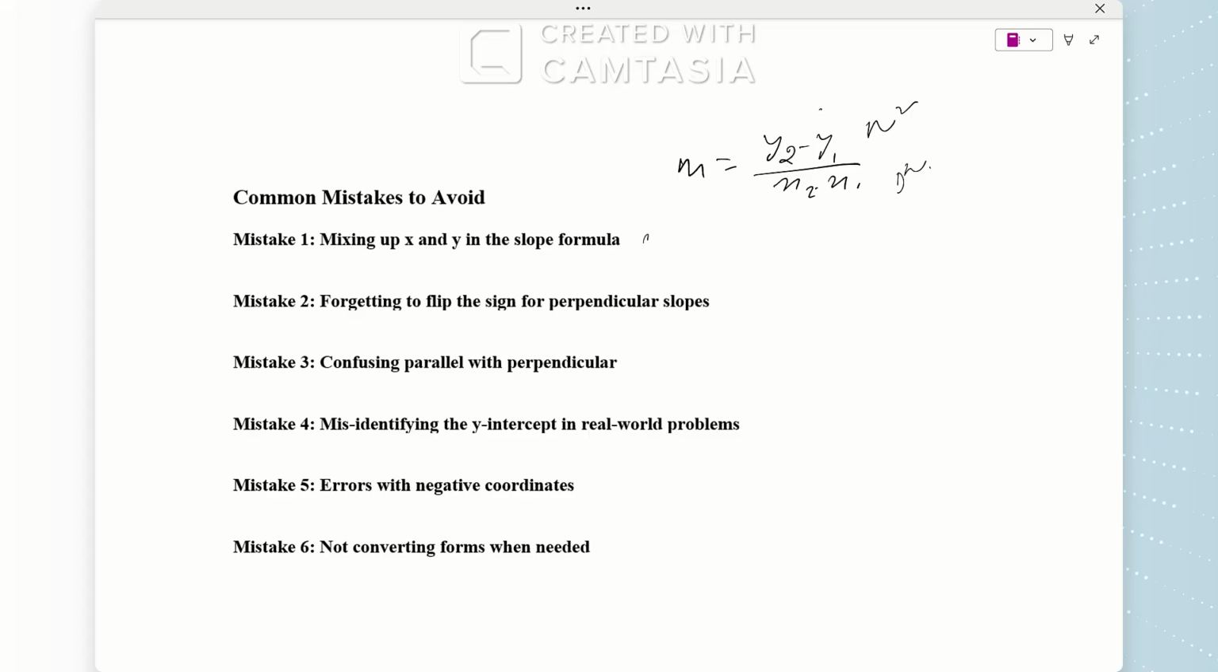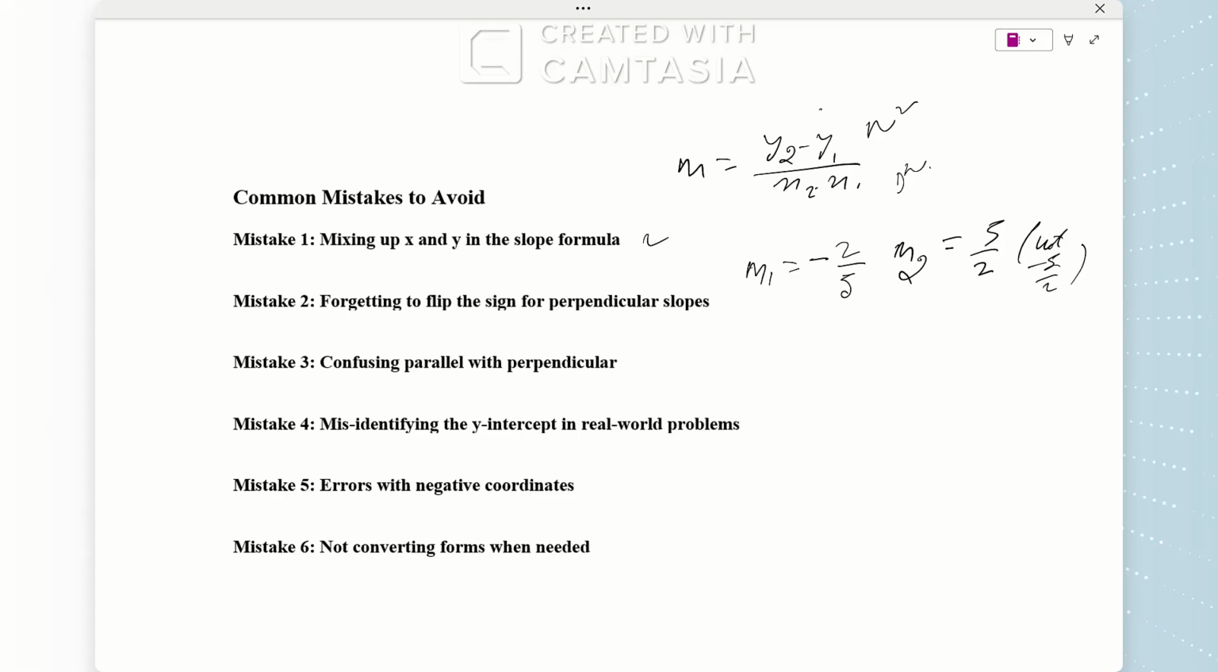Okay, so this is one mistake people do. Another mistake is forgetting to flip the sign for perpendicular slopes. Okay, this is very common. If the slope m1 is given to you as negative 2.5, what will be the slope of a line which is perpendicular to it? It's going to be 5 by 2, and not minus 5 by 2.